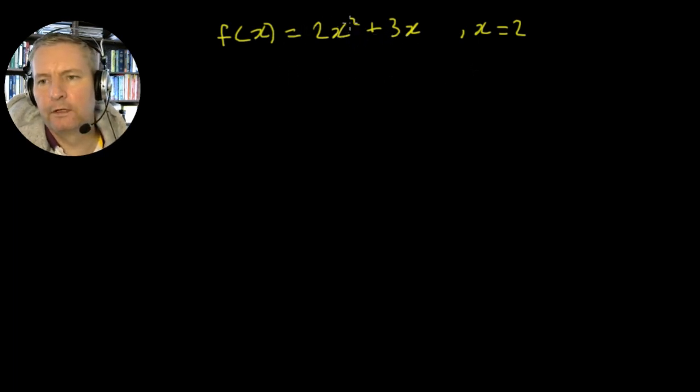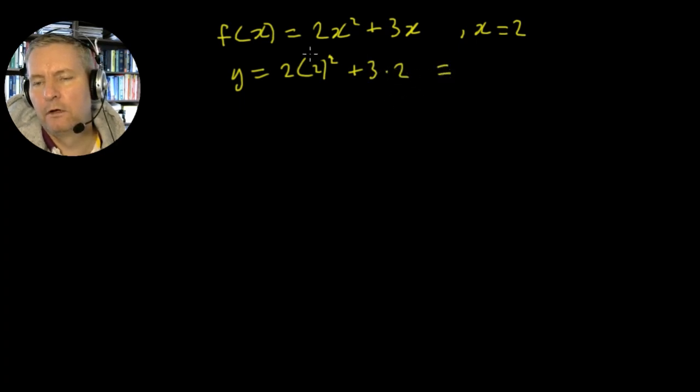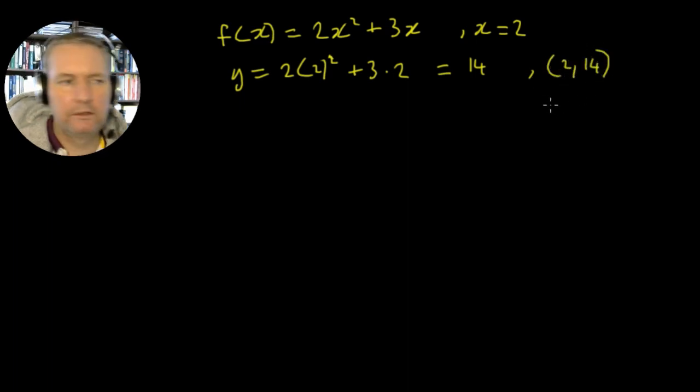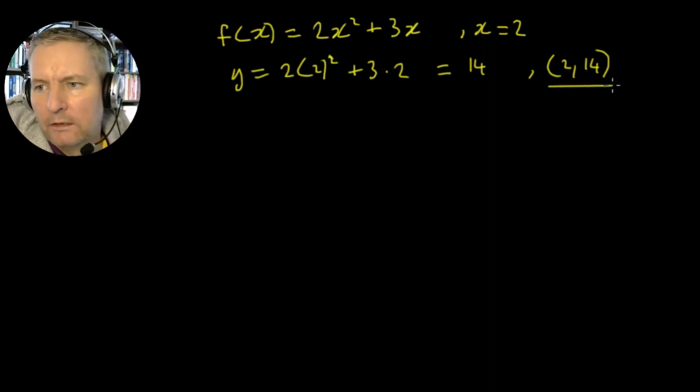So what we can do is find the y value of this here. Whenever x is equal to 2, y is going to equal 2 times 2 squared plus 3 times 2. So that's going to equal 8 plus 6, which is 14. So it's going to pass through the point 2, 14. That's one bit of information that we need.